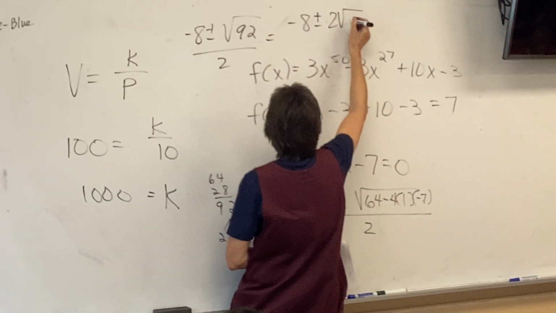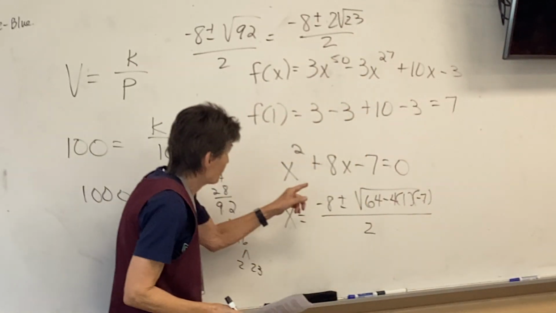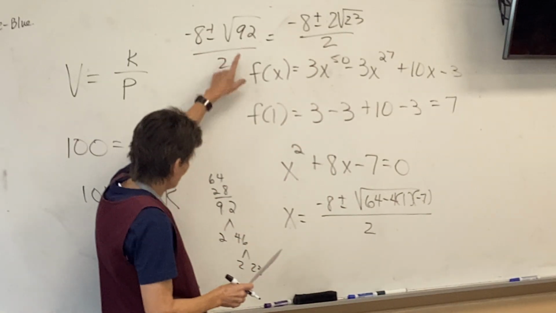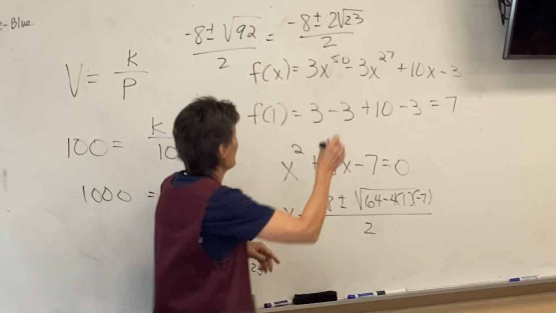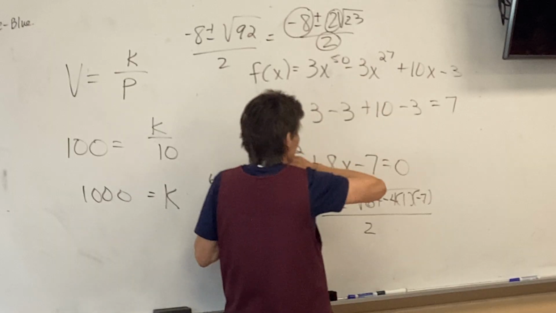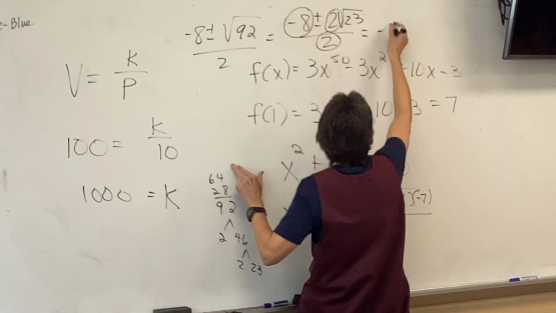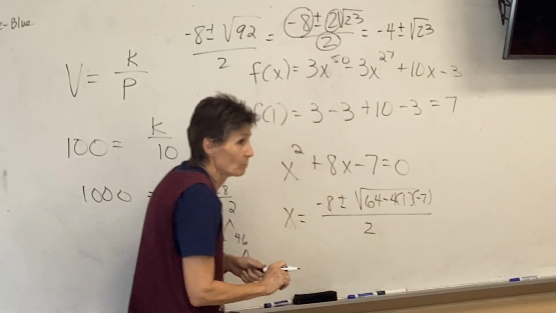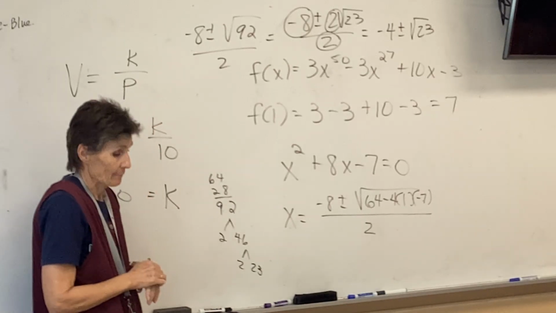All right, folks, somebody watching this, this could happen. So we did the quadratic formula, got the square root of 92, broke it down to 4 times 23, and then we noticed that all of these are divisible by 2. So the actual answer is -4 plus or minus the square root of 23. Sounds all right. Yep.